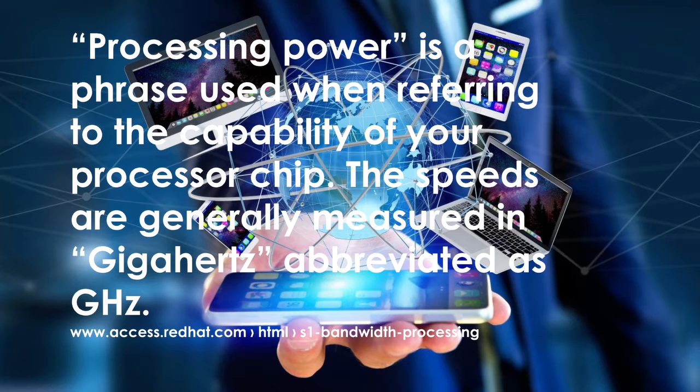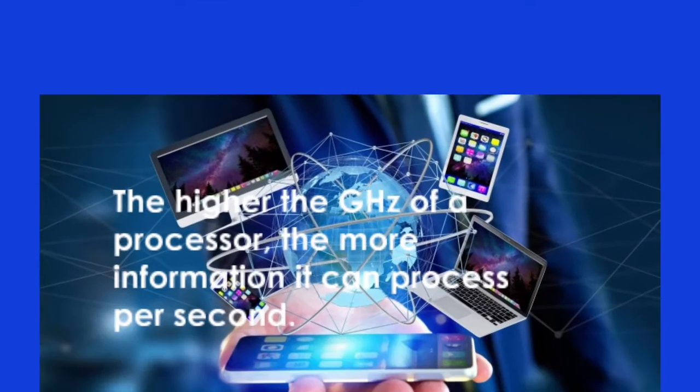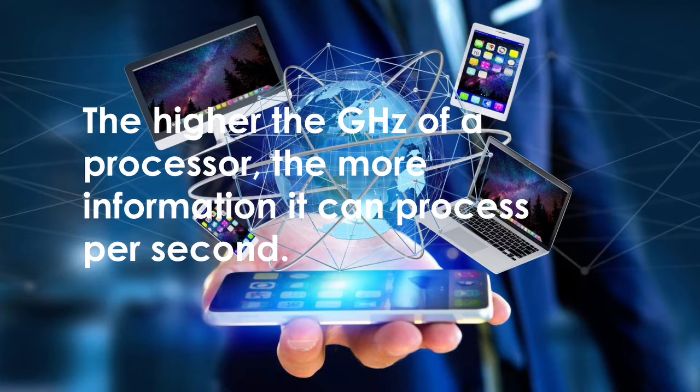So processing power is a phrase used when referring to the capability of your processor chip. The speeds are generally measured in gigahertz, abbreviated as GHz. So when you're actually shopping for a computer or a laptop, you will likely see the figure of 2.5 GHz or 3.2 GHz or 1.8 GHz. What that's talking about is the gigahertz of the processor. The higher the gigahertz of a processor, the more information it can process per second.